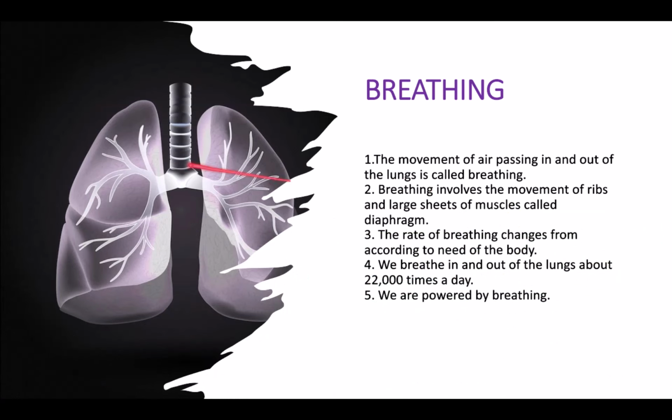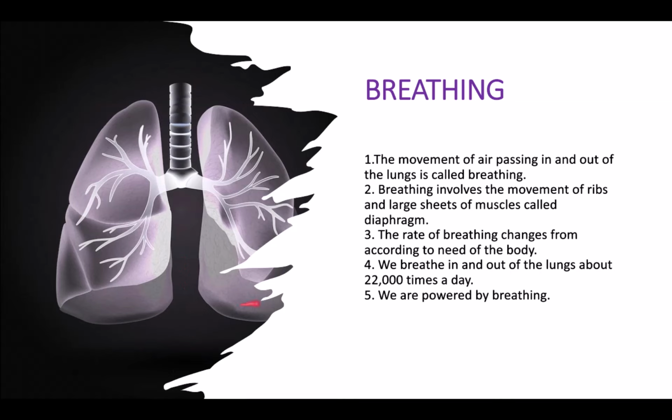Here is breathing. What is breathing? The movement of air passing in and out of the body is called breathing. Breathing involves the movement of the ribs and a large sheet of muscles called the diaphragm. You've heard the name ribs, and most of you know what ribs are and what their function is. But you've heard the word diaphragm for the first time, and the diaphragm is a large sheet of muscles under the lungs.